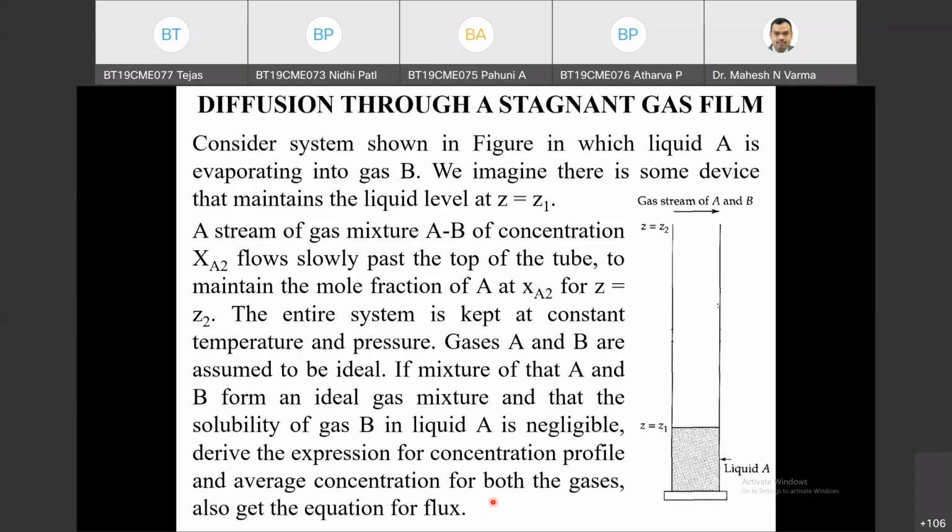Roll number 49 Jayant, BT 18 CME, roll number 49 Jayant. Roll number 70 Darshan, BT 18.